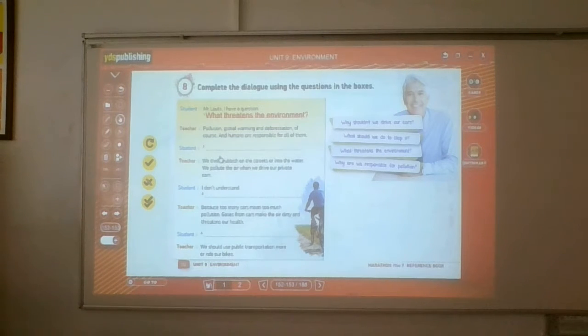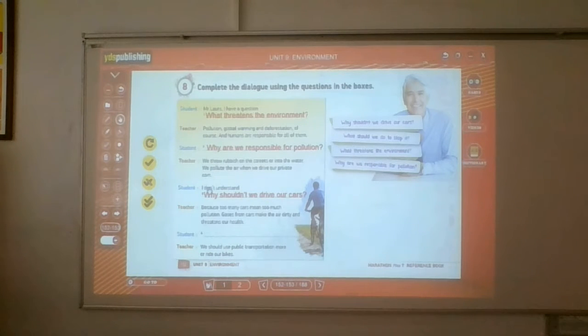The next question the student asks is, why are we responsible for pollution? We throw rubbish on the streets or into the water. We pollute the air when we drive our private cars. The next question the student asks, I don't understand. Why shouldn't we drive our cars?